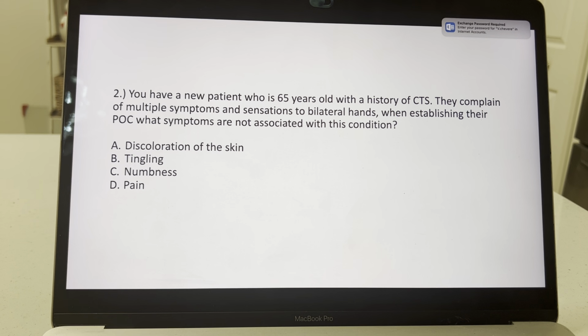So it's asking what is not typically associated with CTS, and that's going to be A. Typically, you're going to see those sensations like pins and needles, numbness, tingling, electric type pulses, and pain. It's not common to have discoloration of the skin. That's not one of your initial symptoms of CTS. If there is discoloration of the skin, you definitely want to refer them back to the physician for further testing.